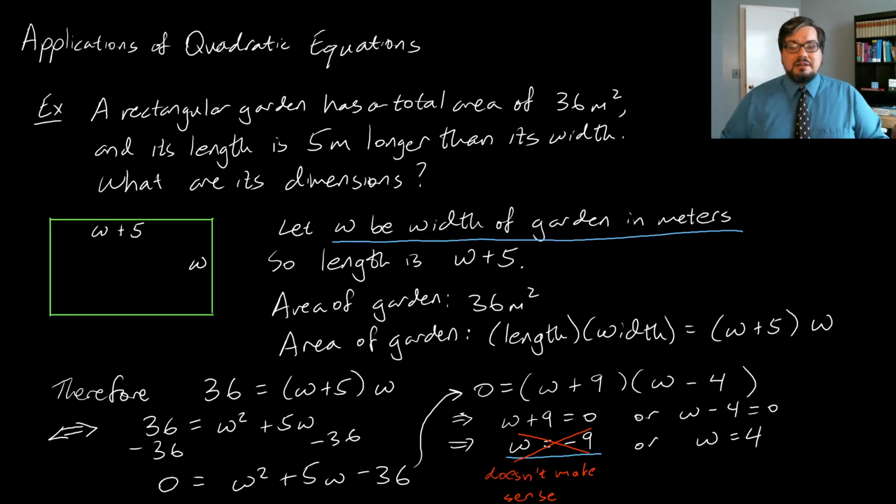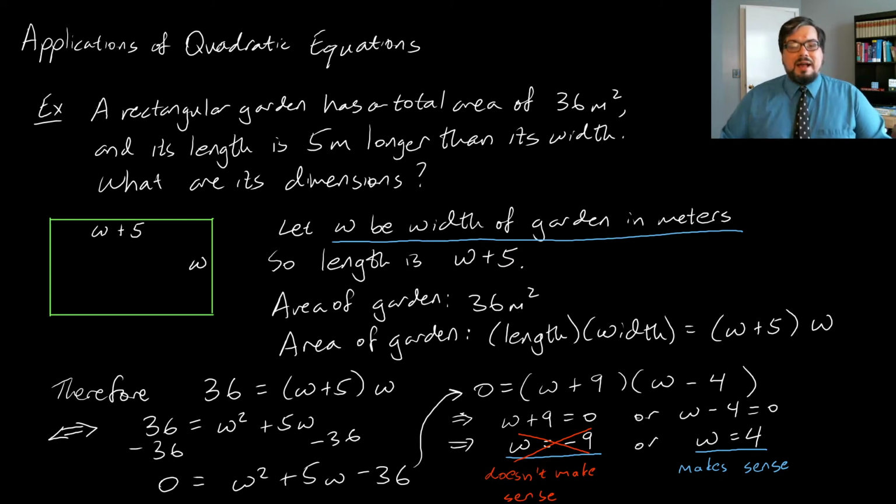On the other hand, the solution w equals 4 does make sense. A width of 4 meters has a meaning that we can talk about. So this shows us that the math gives us two possible answers, but only one of them makes sense in the context of the problem. And so that's the one that we're going to respond with.